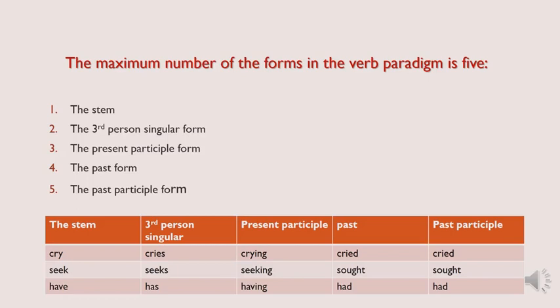For example, the verb cry, which is the stem. The third person singular form is cries. The present participle is crying. The past is cried, and the past participle is cried also. Seek, seeks, seeking, sought, sought. Have, has, having, had, and had.